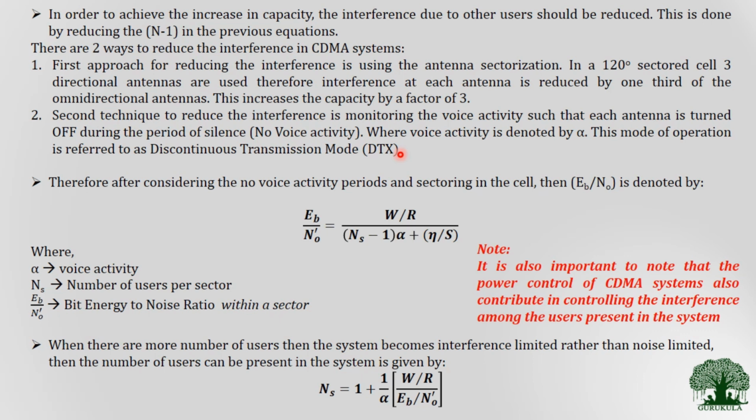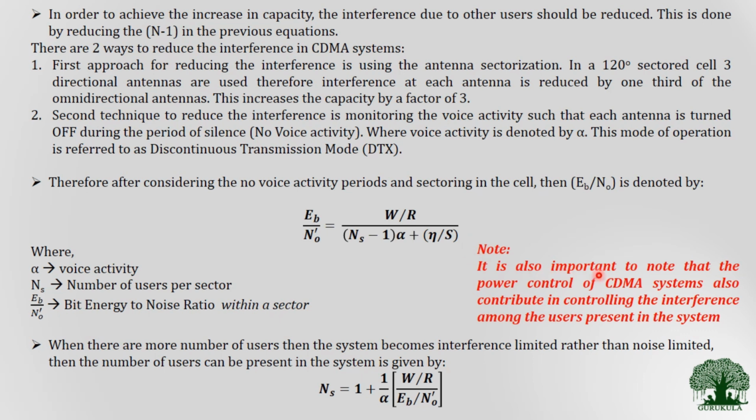Therefore, after considering the voice activity, the Eb by N0 will take the form like this, and you can notice that there is an additional parameter added over here, alpha, which is nothing but the voice activity. So depending upon the voice activity, the bit energy can be varied within a particular sector. Here alpha is the voice activity, ns is the number of users per sector, and Eb by N naught dash is the bit energy to noise ratio within a sector. That is the difference this prime denotes. Generally this is denoted by Eb by N naught, where Eb by N naught dash represents the same bit energy to noise ratio, but within a sector.